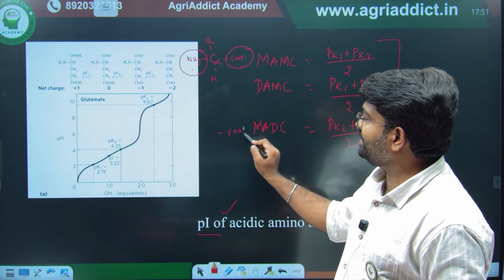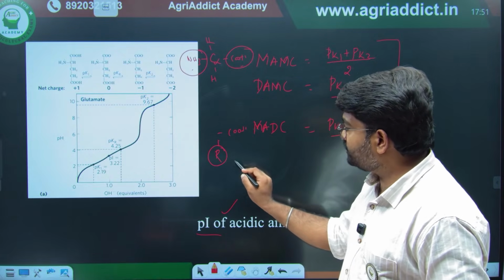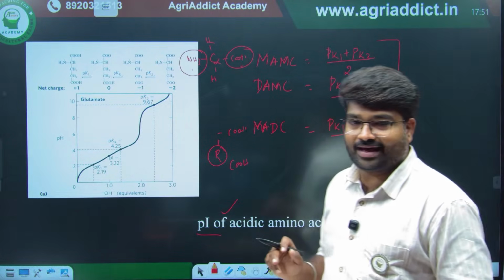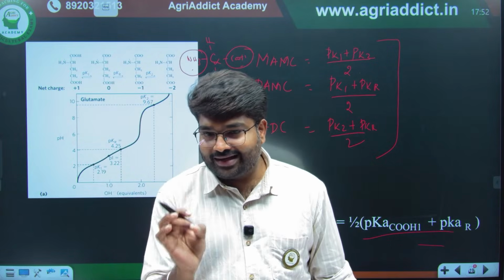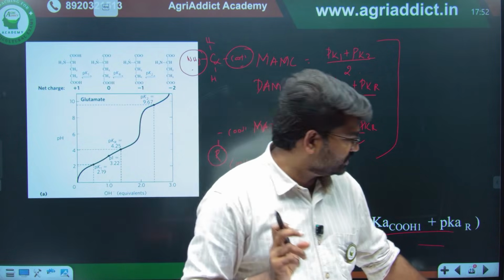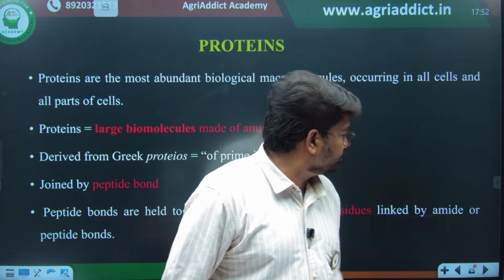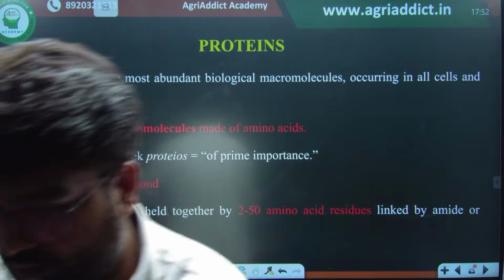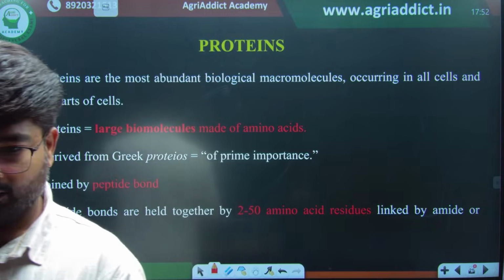If it is a dicarboxylic acid, that means what? If you see glutamic acid, it will have an R group. This R group also will have a COOH group. In that case, we have to calculate pKa1 plus pKR. I hope this is clear. From here, sure you will get problem questions. Okay, this is for histidine, the charge group they have given. I hope the basics of amino acids is clear for everyone. Any doubt, kindly let me know.